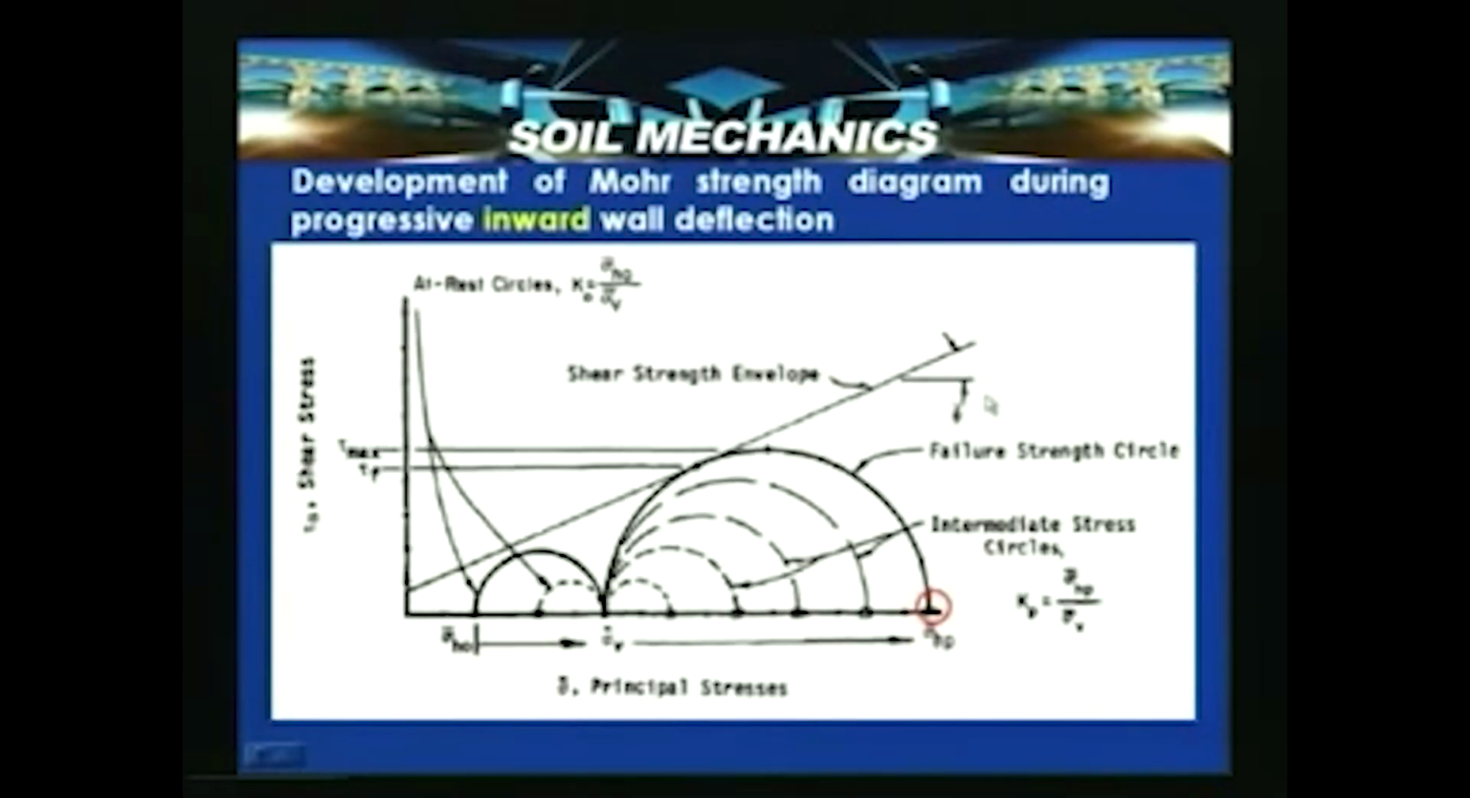Let us see how the Mohr strength diagram develops during progressive inward wall deflection when the wall moves towards the backfill. Here again the at-rest circles are shown. Sigma H naught changes and surpasses sigma V. For a given sigma V, it develops sigma HP, the passive earth pressure, and finally attains failure. This is how the development of progressive inward wall deflection can be shown in a Mohr strength diagram with systematic Mohr circles, which are shown in this slide.